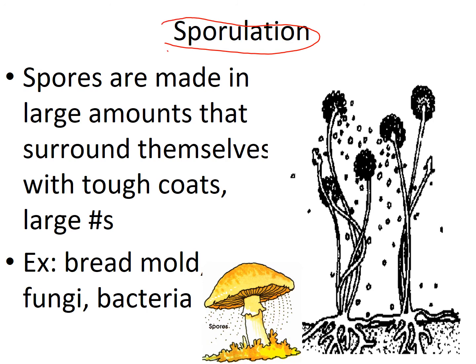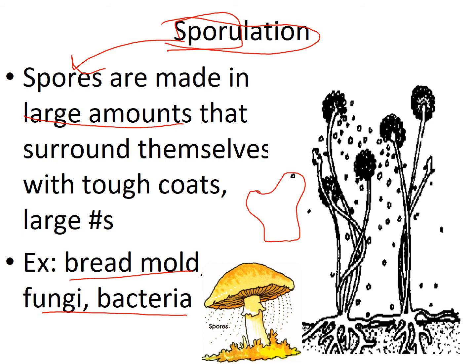Sporulation, biggest key here is you see sporo, which is spores. Spores are made in large amounts, okay? They are made in large amounts, and they coat themselves with large numbers because once the spore spreads, it's everywhere. This is bread mold, fungi, and bacteria. So now, if you got a piece of bread, oh, that's an ugly piece of bread, and you see that mold on the first bread, that whole bag that the bread is in is bad because the spores travel throughout the whole bag.